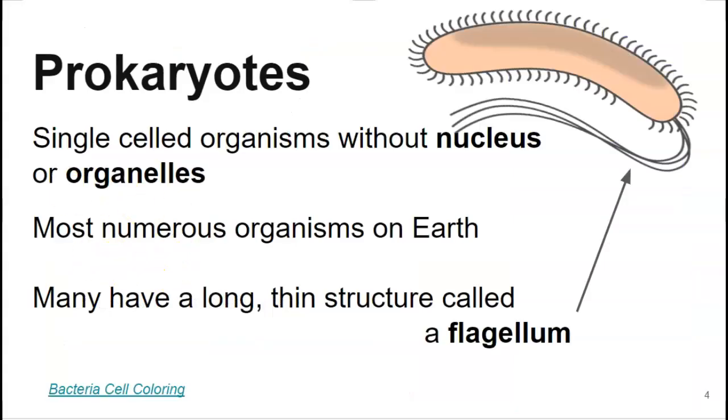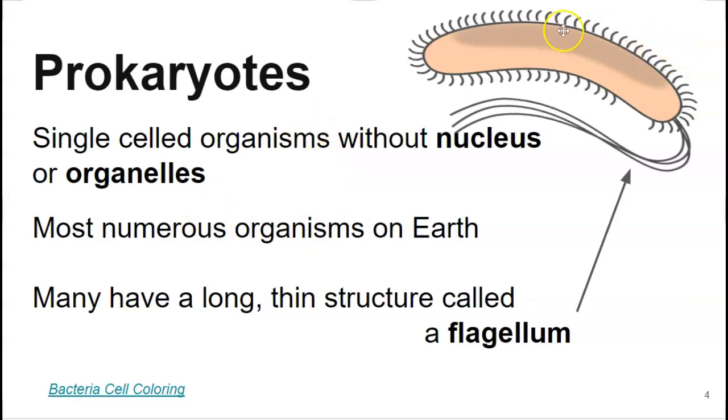The bacteria itself is made up of a prokaryotic cell. Remember, all living things are made of cells, at least one cell. So our bacteria is a single-cell organism. The cell itself is prokaryotic, which means it does not have a nucleus. So pro means before, and karya refers to the nucleus. So single-cell organisms without a nucleus are called prokaryotic. Prokaryotes have been around a long time. They are the most numerous organisms on Earth.